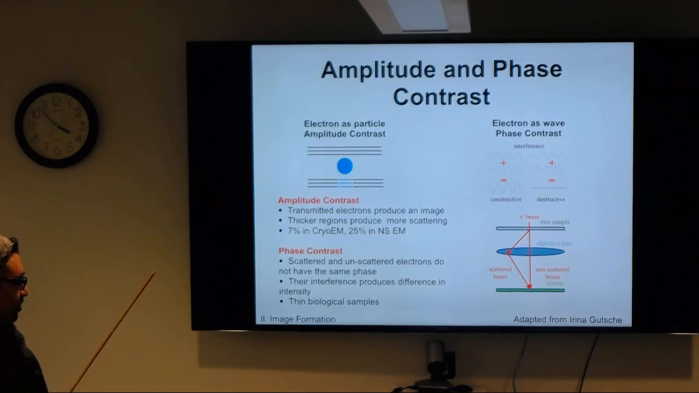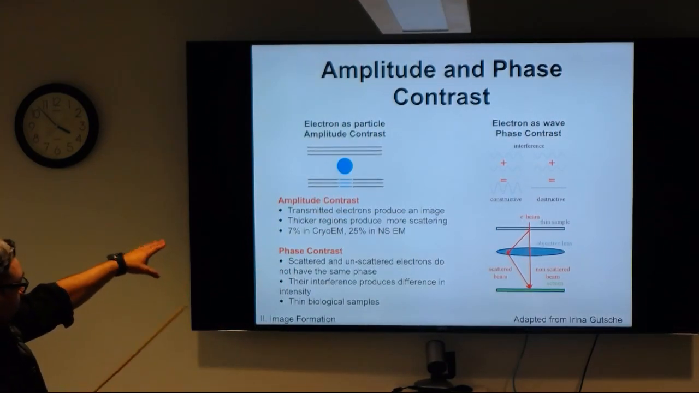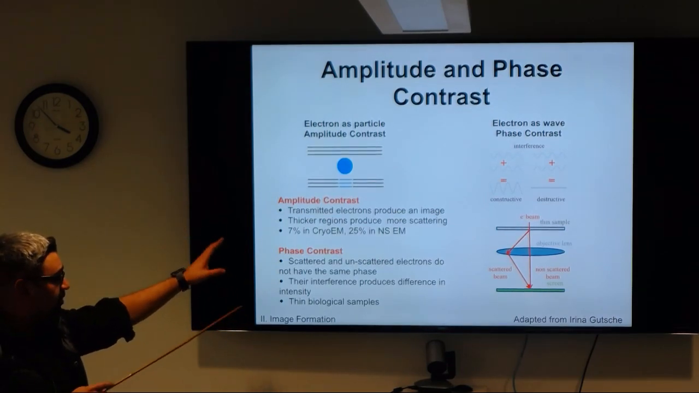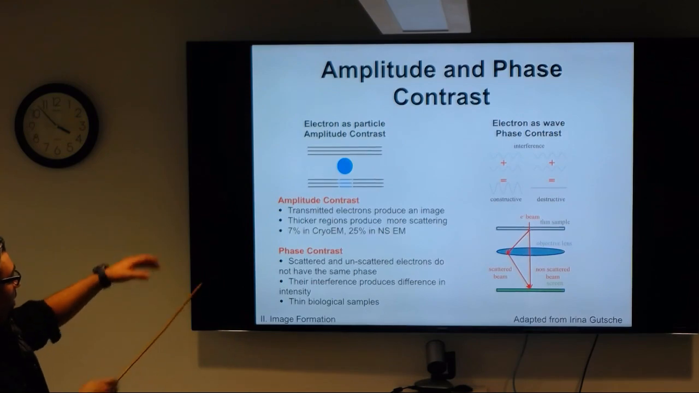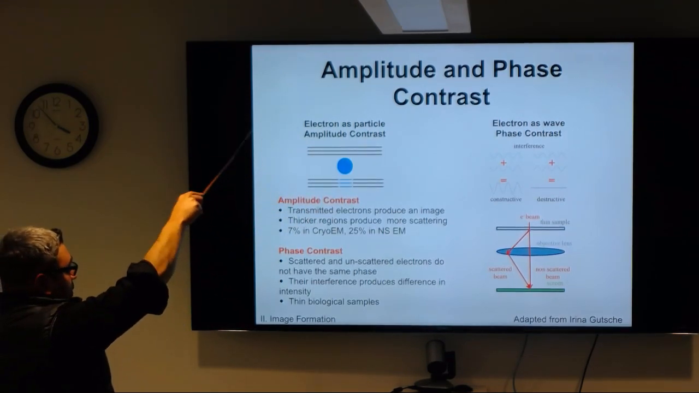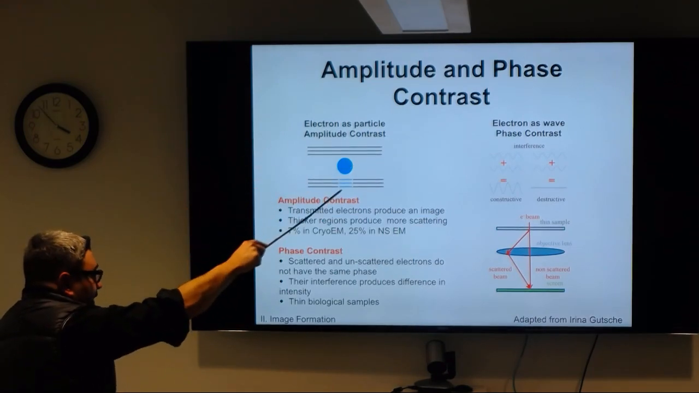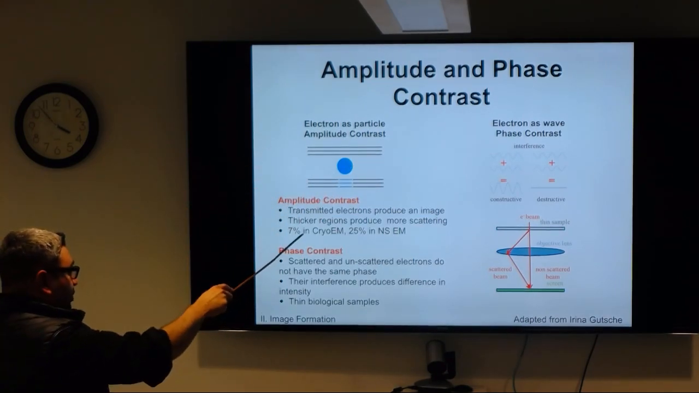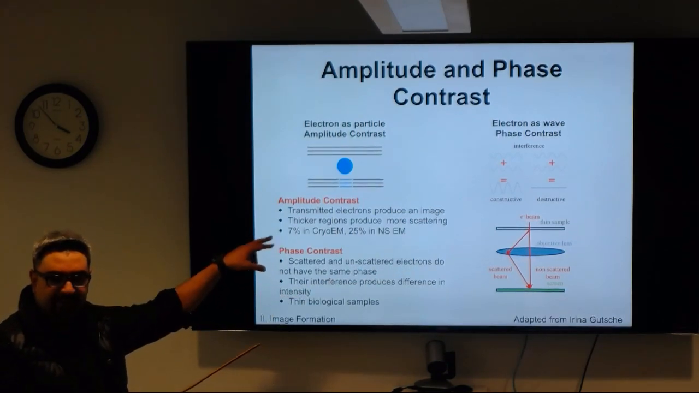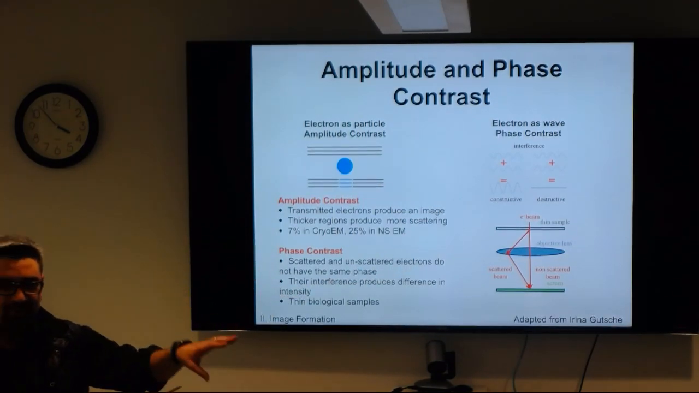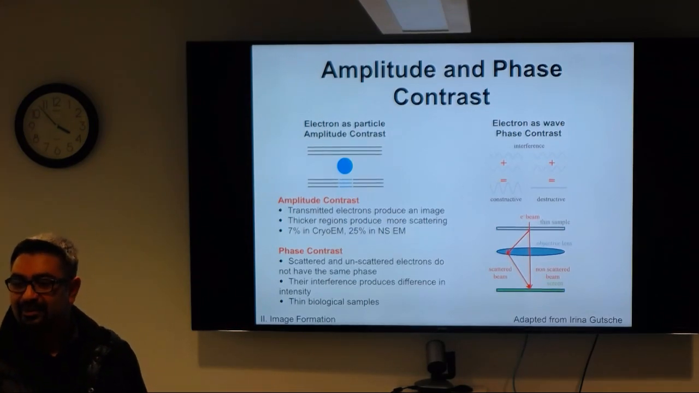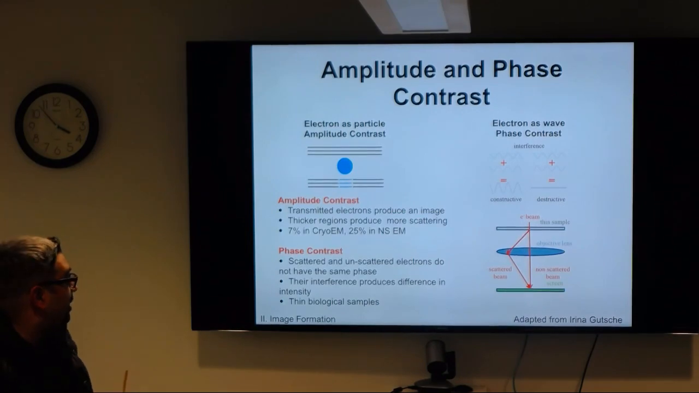So in amplitude contrast, the transmitted electrons produce an image, right? This is a specimen showing the waves which are coming in. Thicker regions produce more scattering. In cryo-EM, the amount of amplitude contrast is present, but it's extremely low. Especially for cryo-EM, 7%.